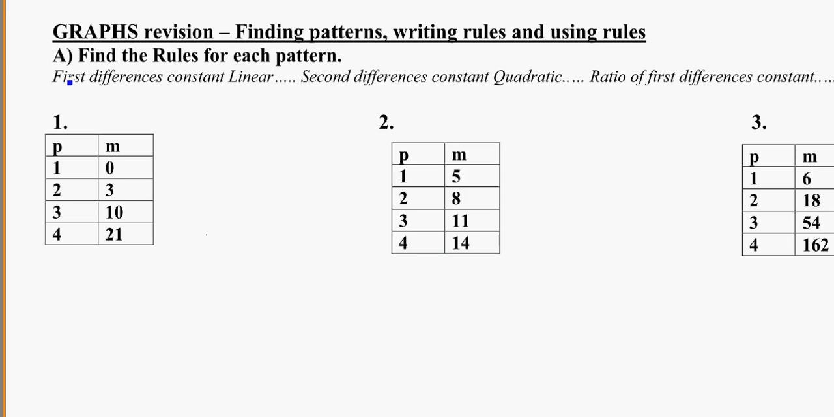The very first thing you need to know for graphs is being able to find a rule given a pattern or a sequence of numbers. So our first step here is to find the rule. And remember, when we're finding a rule, we've got to calculate our first differences, potentially our second differences, and potentially a ratio to determine whether we have a linear rule, which means your first differences are constant, or a quadratic with our second differences being constant, and then if the ratio of the first differences is constant we'll have an exponential.